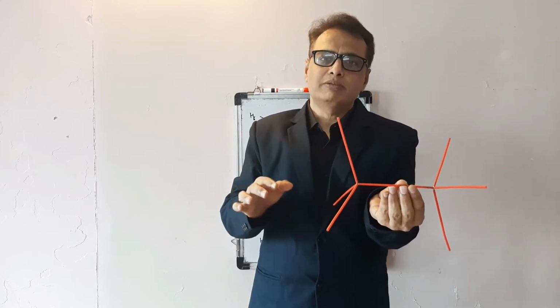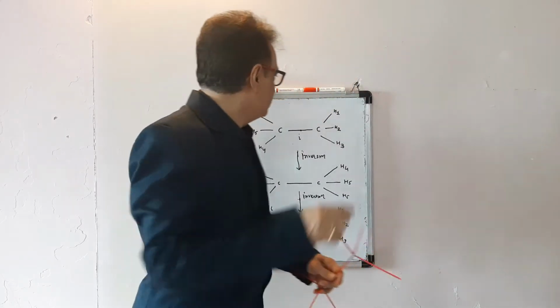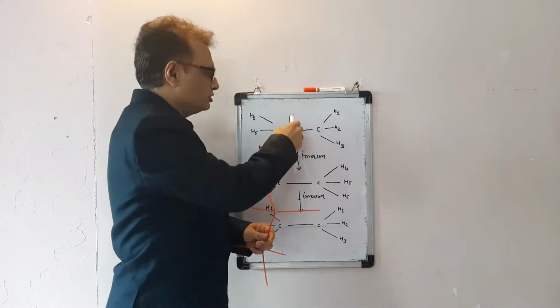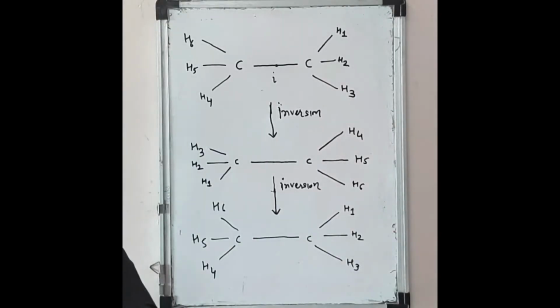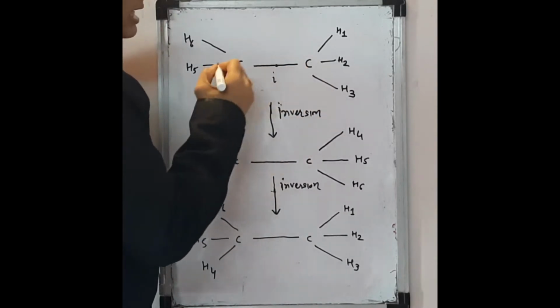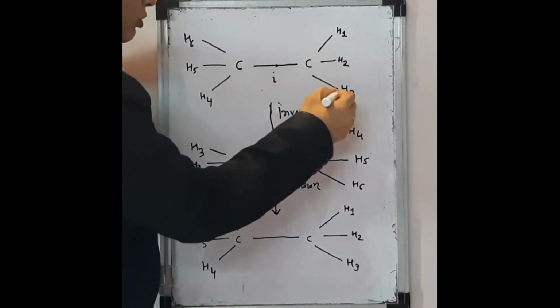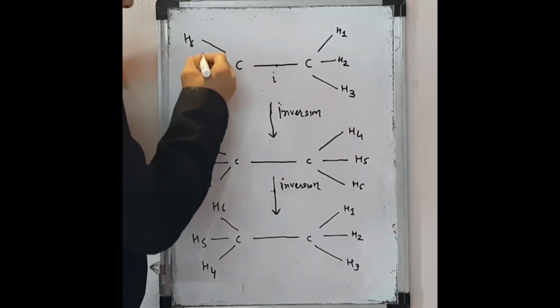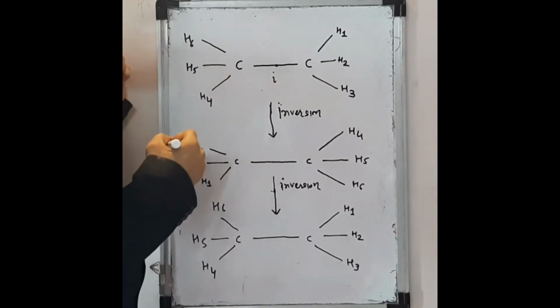The same thing can be explained using this figure. This is your staggered ethane molecule. It contains two carbon atoms. This is carbon number 1 and this is carbon number 2. This carbon is attached with 3 hydrogens. The second carbon atom is attached with 3 hydrogens, H4, H5 and H6.